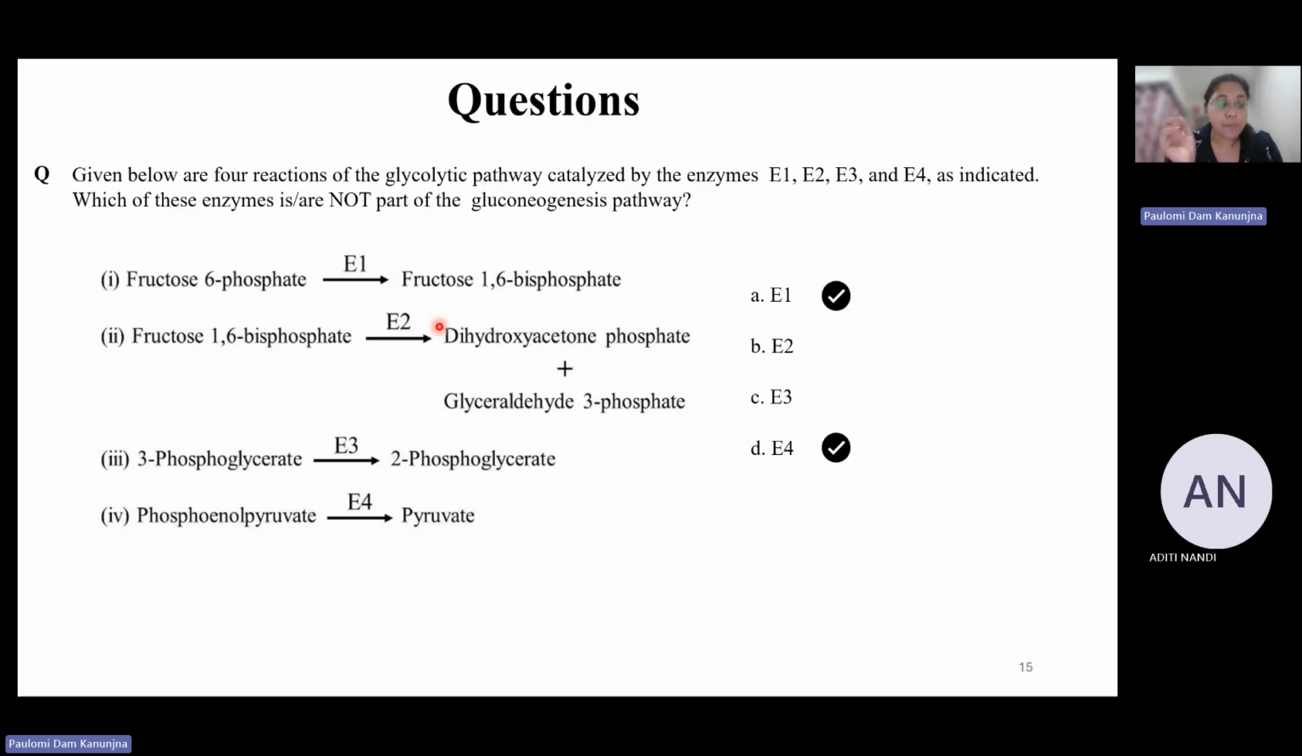The fourth one, again, PEP to pyruvate. The ultimate step is irreversible because that commits pyruvate into the glycolysis pathway. To do this, again, there is a rerouting in gluconeogenesis via PEP carboxykinase and pyruvate carboxylase. Remember, two enzymes in this step instead of pyruvate kinase. So that's why E4 is not part. So this was a kind of a refresher for you, that all these topics are concomitant, they're all together.